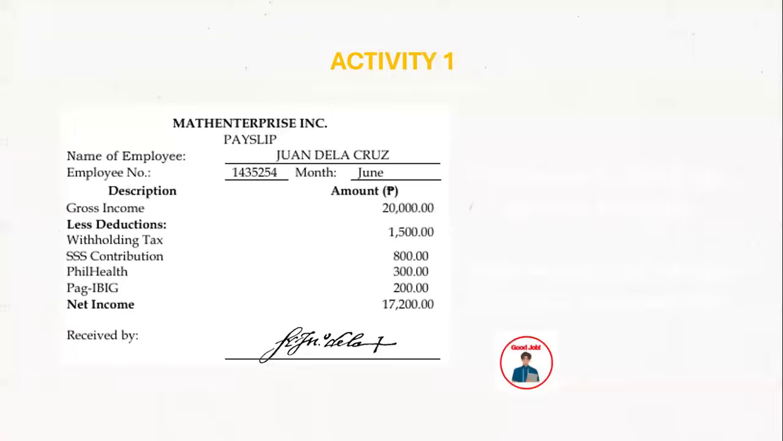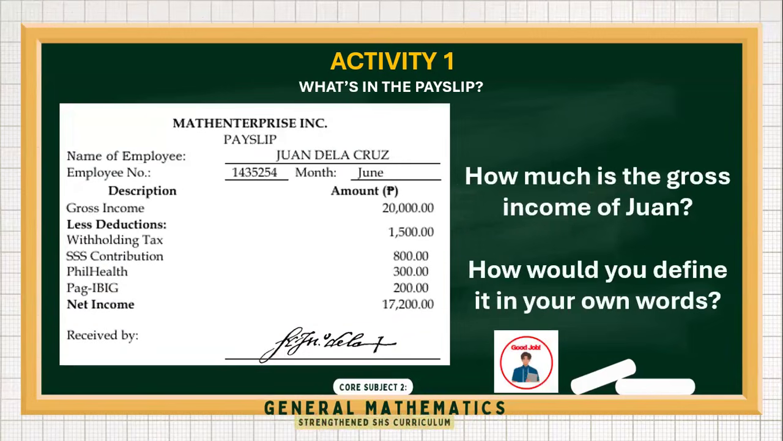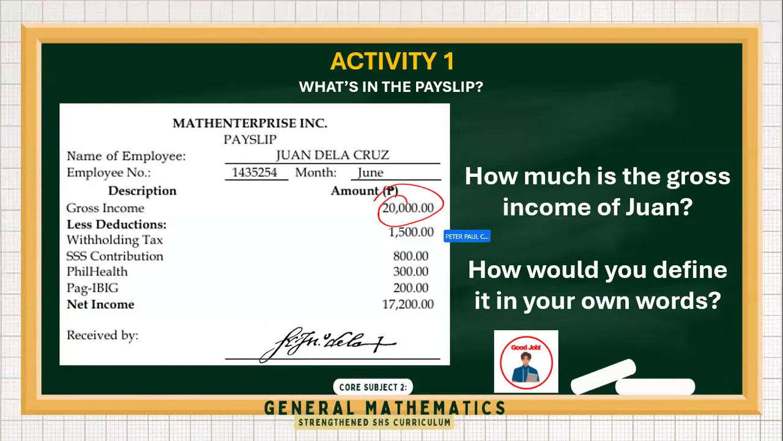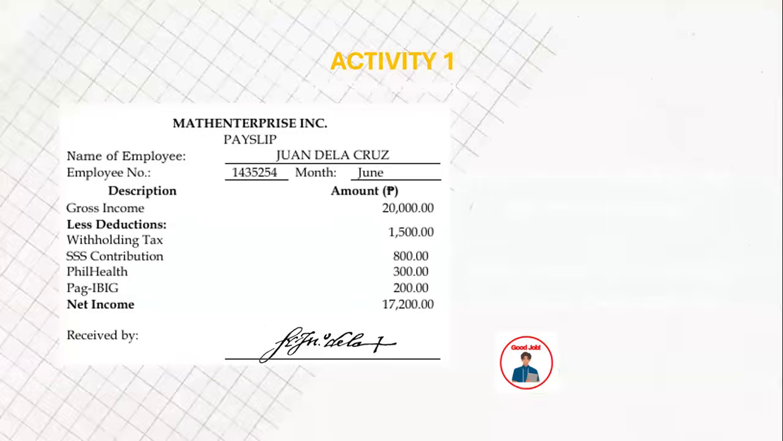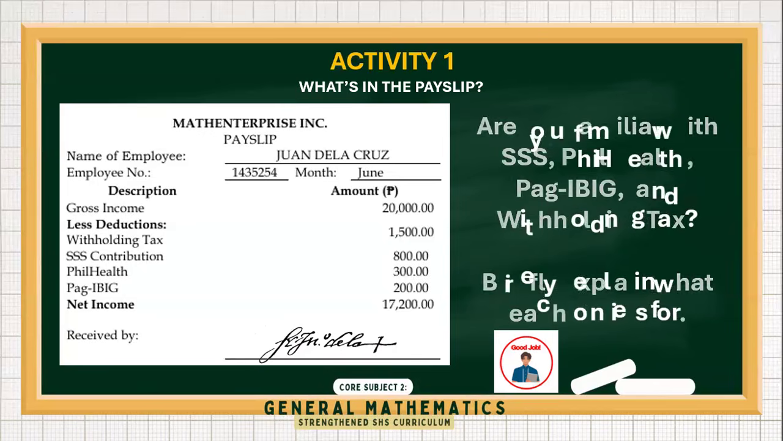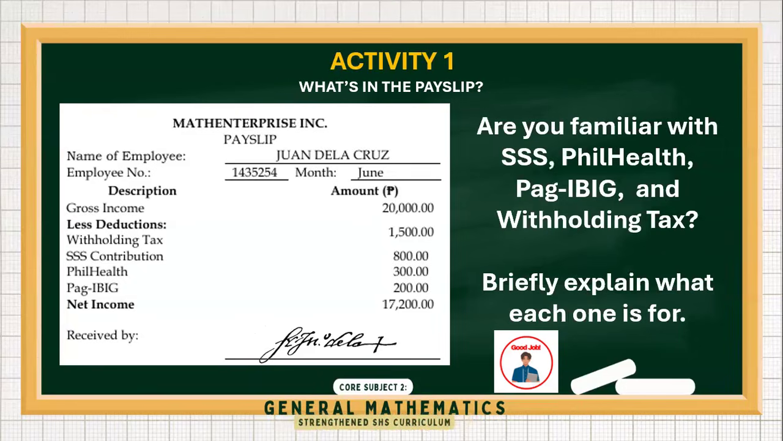Correct. So for Juan, the answer for the gross income is 20,000. And that is very obvious in our problem. Now, how do we define a gross income? Remember that gross income is the total amount that you earn before any deductions were made. Let's move to the next set of questions.